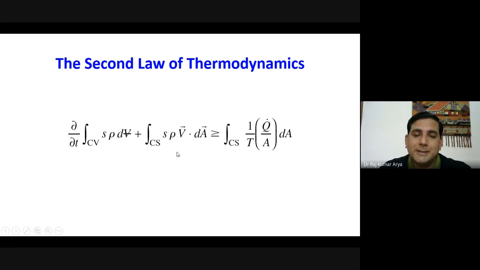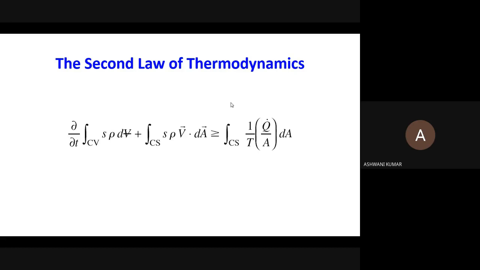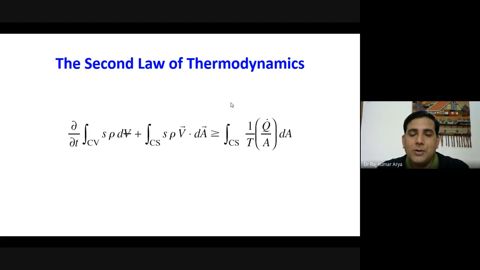Have you calculated this thing for any of the processes so far in your entire curriculum? Second law of thermodynamics, have you applied it anywhere? Have you applied the second law of thermodynamics for any process? Leave this part, I am not talking about that. I am talking about the application of the second law of thermodynamics. Have you applied this for any of the processes? No sir.